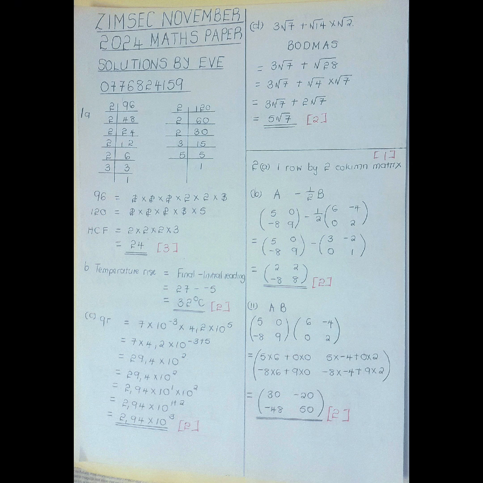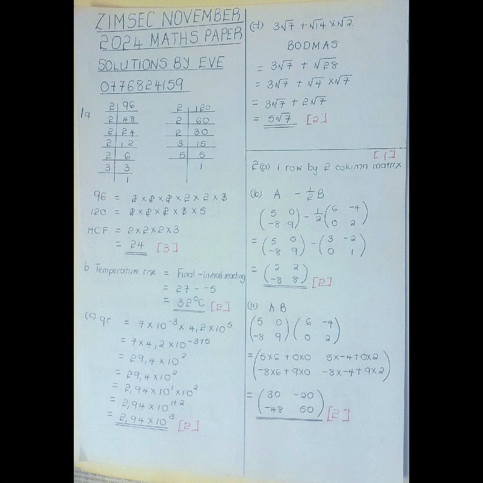And then the last question on number 1 was on surds: 3 root 7 plus root 14 times root 2. We apply BODMAS. It implies that we need to multiply first before we do the addition. So we say root 14 times root 2 to get root 28, and then we simplify that to 2 root 7. We can now add, since the numbers inside the roots are the same. So we say 3 root 7 plus 2 root 7 in order to get our final answer, 5 root 7.